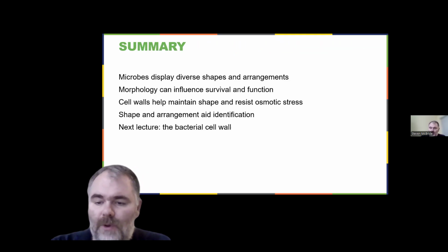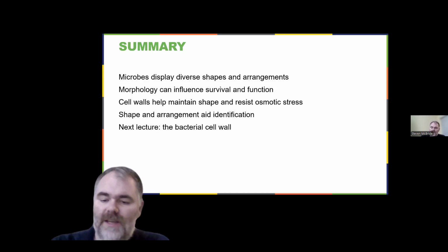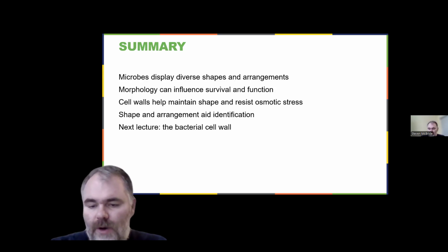In this lecture, we explored the diversity of microbial cell morphology and arrangement. We saw that microorganisms can exist in many different shapes, including cocci, bacilli, vibrios, spirilla, and spirochetes. We also discussed how cells may arrange themselves into pairs, chains, clusters, and other patterns after division. Importantly, morphology is not just descriptive. Cell shape and arrangement can influence nutrient exchange, movement, attachment, environmental interactions, and survival. We also introduced the idea that maintaining shape requires structural support. Many microorganisms rely on rigid cell walls to resist osmotic pressure and maintain cellular integrity.